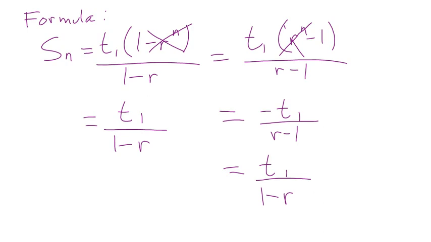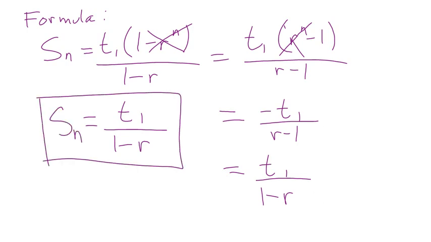And I'm going to assume that while you're doing your homework or following along with examples, you're making sure that you're doing this right and entering it correctly into your calculator. So here's our formula for the sum of an infinite geometric series. It's just T1 over 1 minus r.